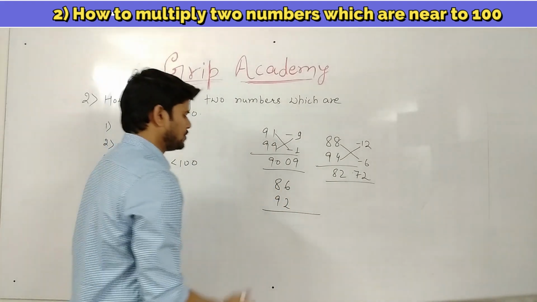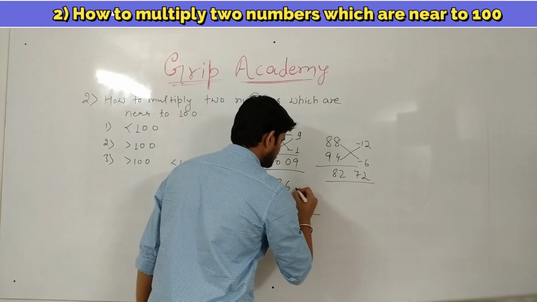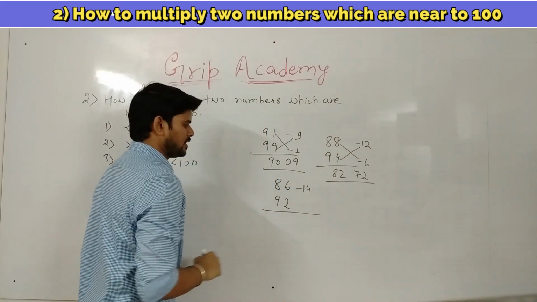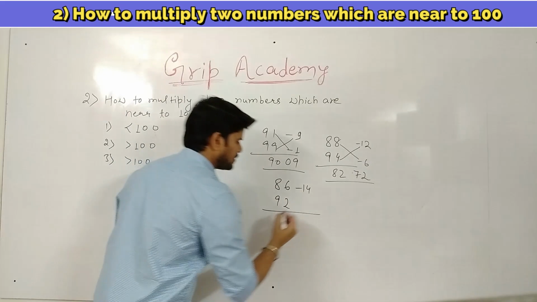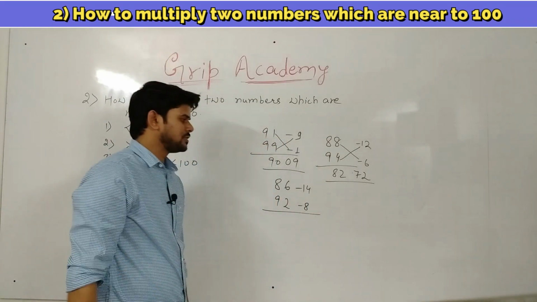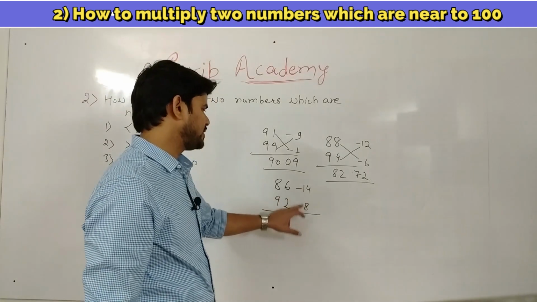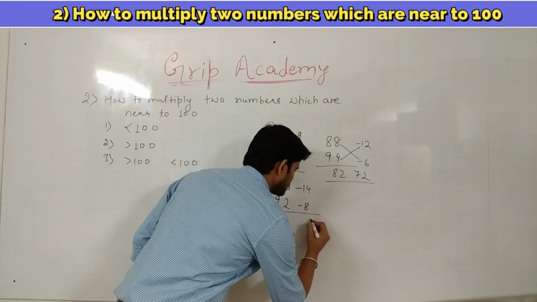86 into 92. So how much is it lesser than 100? Minus 14 lesser, so we will write minus 14. How much is this lesser than 100? 8. So we will write it as minus 8. Okay, now 14 into minus 14 into minus 8. So minus 14 into minus 8 is how much?